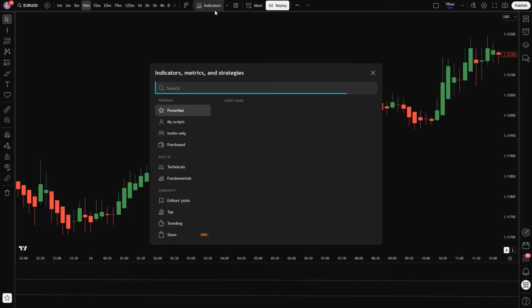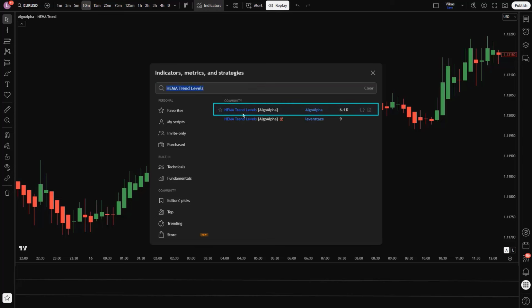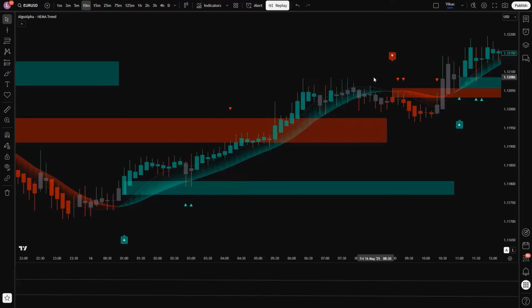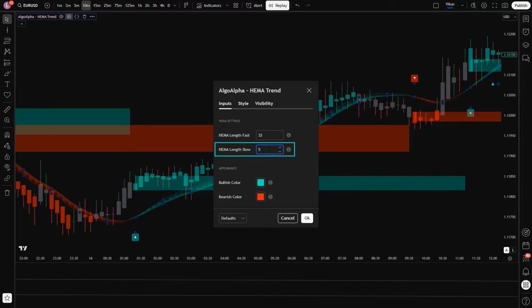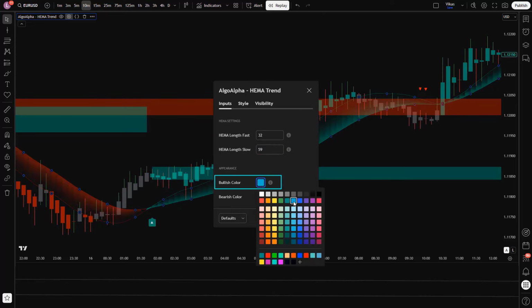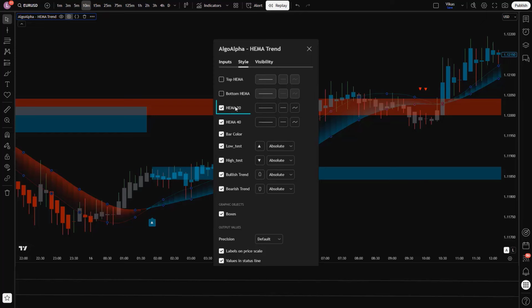First of all, we will search the HEMA Trend Levels indicator in the search box of Tradingview. After that, we have to click on the HEMA Trend Levels option, in which we have to change some settings. We have to change the fast length option from 20 to 32. Change the slow length option from 40 to 59. Change the bullish color option from aqua to blue. We need to hide these options.